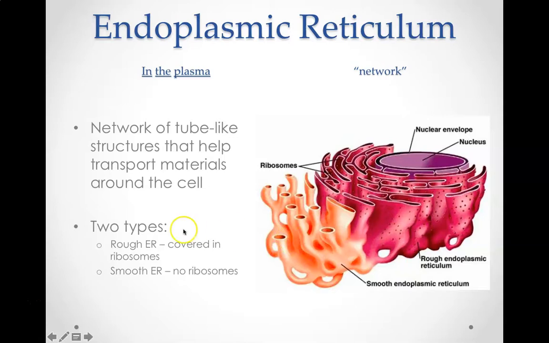And there's two types. There's rough ER, the rough endoplasmic reticulum, which means that it's covered in ribosomes. So you can see this darker pink one here is covered in dots, so that would be the rough ER, or there's also smooth ER, so there are no ribosomes here.